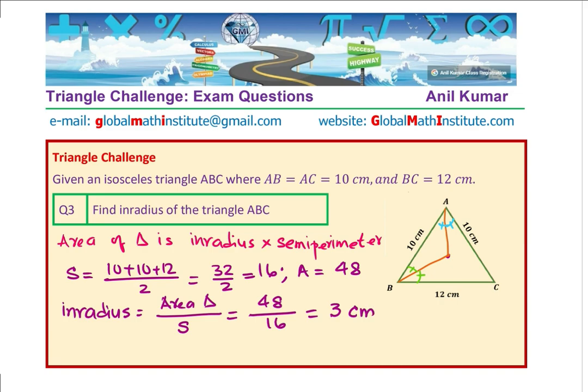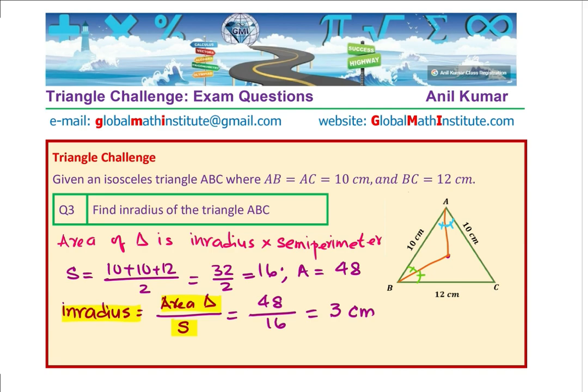Perfect. So that is how we can actually find Inradius. So what you learn in this is very important relations, especially the Inradius relation, right? So remember this, that Inradius can be found using the ratio of area of triangle to semi-perimeter.